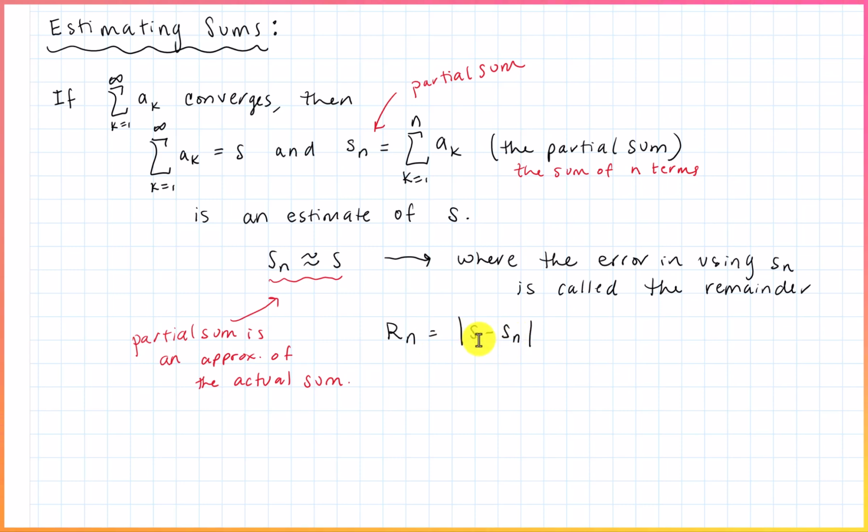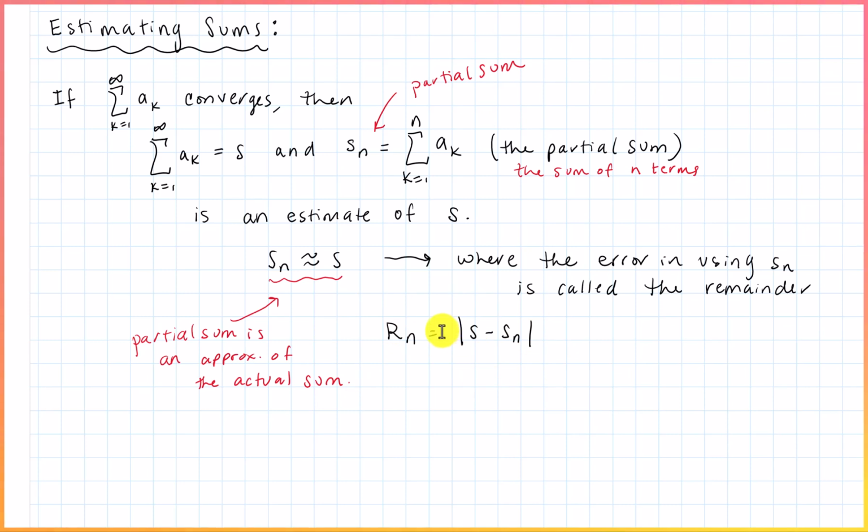So if we took the difference between those two, that would be what we call the remainder, or the error in using the first 100 terms. So how far are we off from the actual sum? Well, it would just be the difference. Now, if the terms are all positive, we wouldn't need the absolute value, but we'll put the absolute value in this general definition of what we call the remainder.